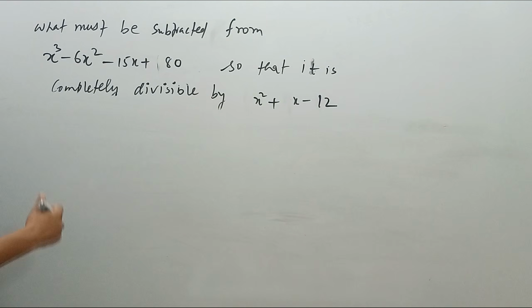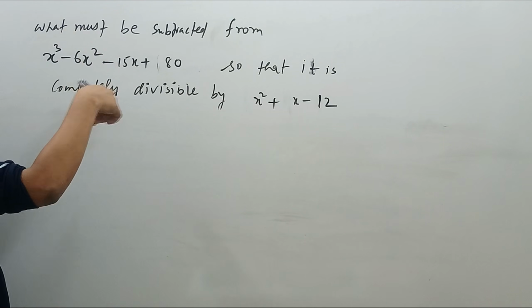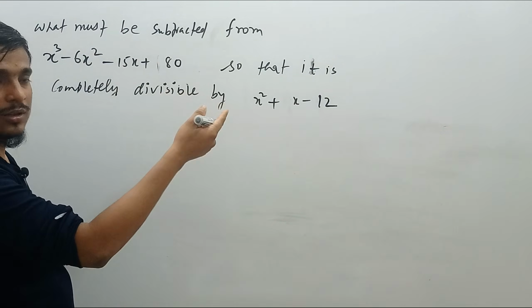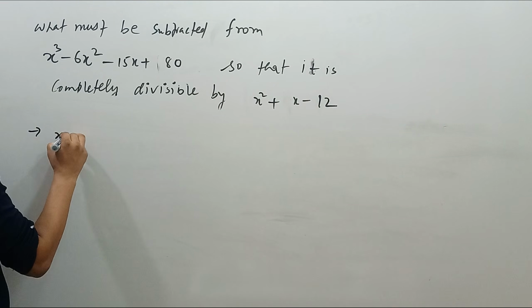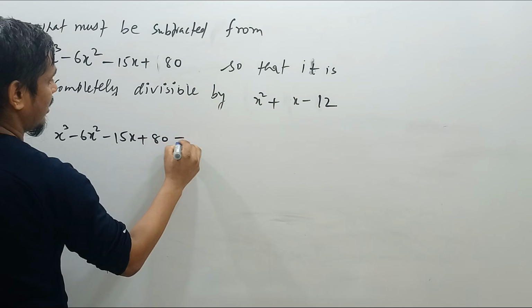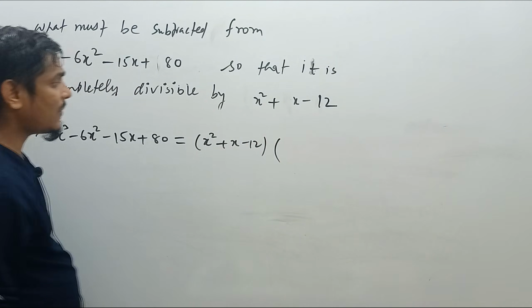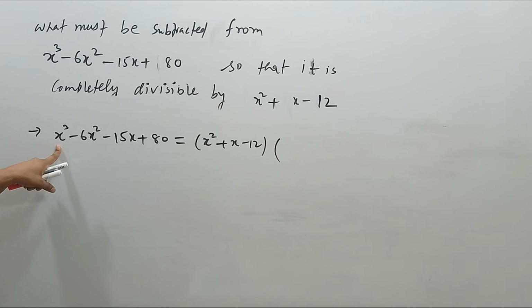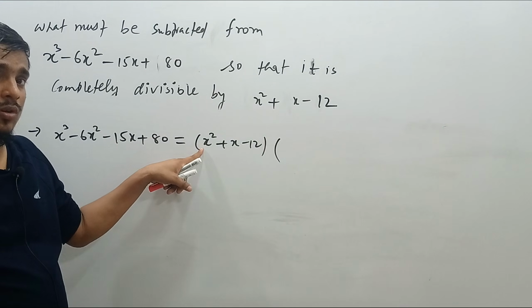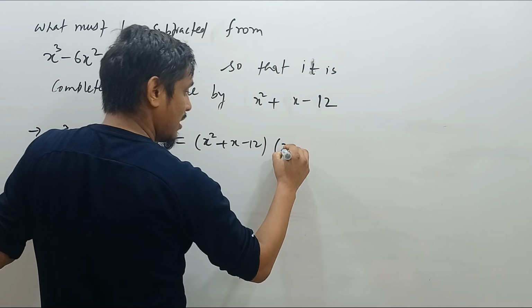So you can go for both methods, long division as well as the method I explained in the last example. Just try to write this with the help of the division algorithm. Dividend is equal to divisor into quotient plus remainder. So I'm writing x cube negative 6x square negative 15x plus 80 is equal to the divisor x square plus x minus 12 times the quotient. Looking at the leading terms, x cube and x square, what do we multiply so that it becomes x cube? It is x only.